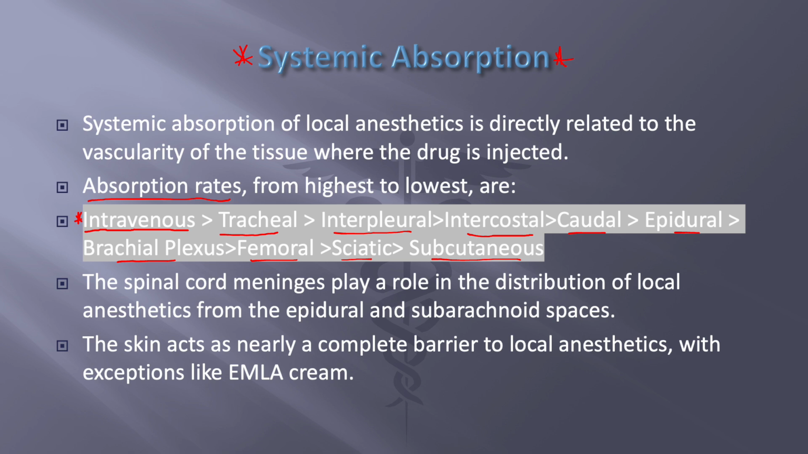We also inject locals, but usually in very small, low concentrations, into the spinal cord meninges. They play a great role in distribution of local anesthetics from the epidural and subarachnoid spaces. The skin acts nearly as a complete barrier to local anesthetics. That's good because when I accidentally get lidocaine or ropivacaine on my hand when I'm drawing it up, I don't end up absorbing it. But the exception is EMLA cream. We're going to talk more about EMLA cream. It's designed to go in transdermally.